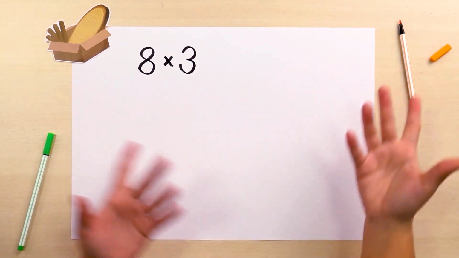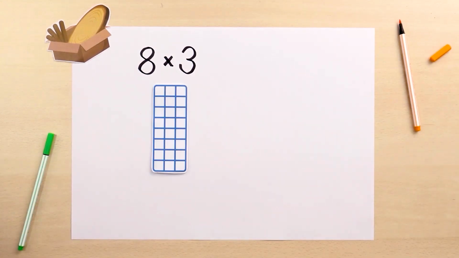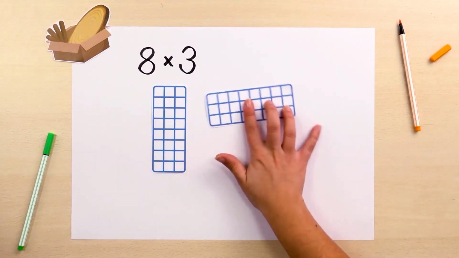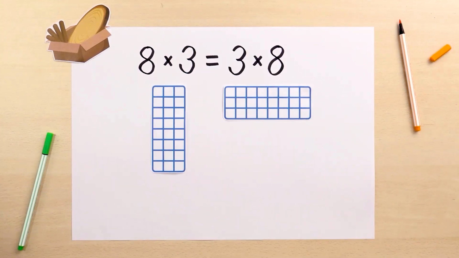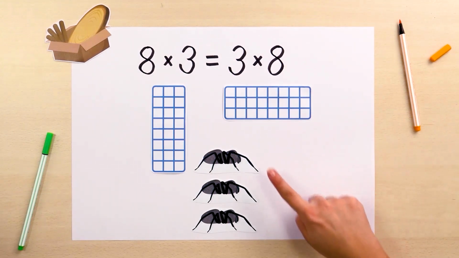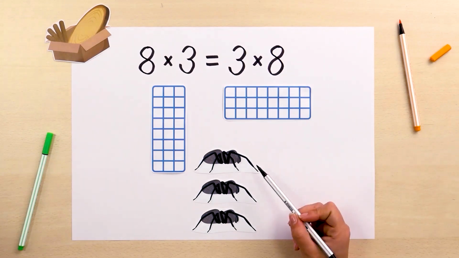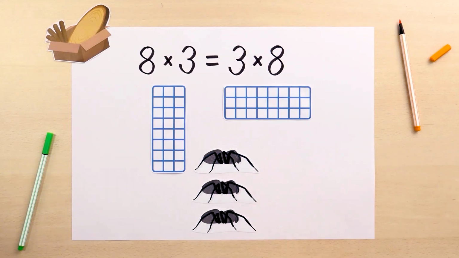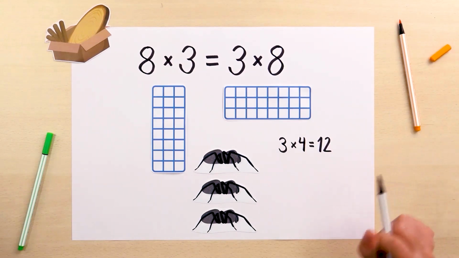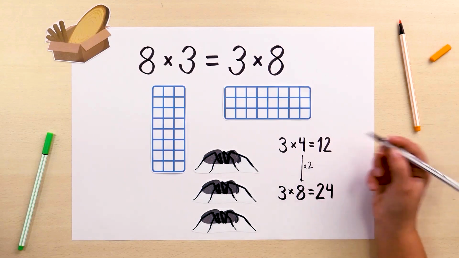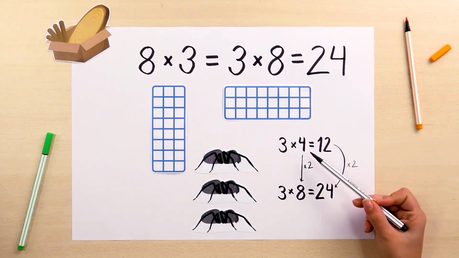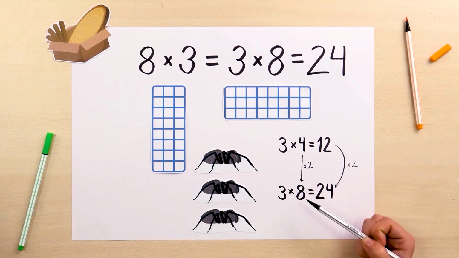But we could also find other ways. For example, we know 8 times 3 is the same as 3 times 8. And maybe this multiplication is easier for us. We can use a context to help us again. How many legs do 3 spiders have? Or even, how many legs do we see on these 3 spiders? 3 times 4 is 12. And how many are there really? Twice as many, 24. So we can deduce the 8 times table from the 4 times table.